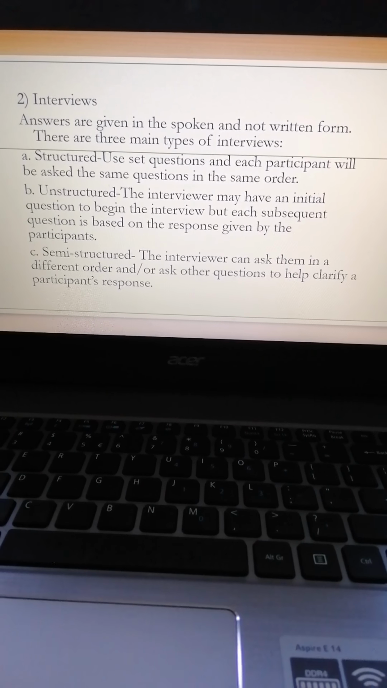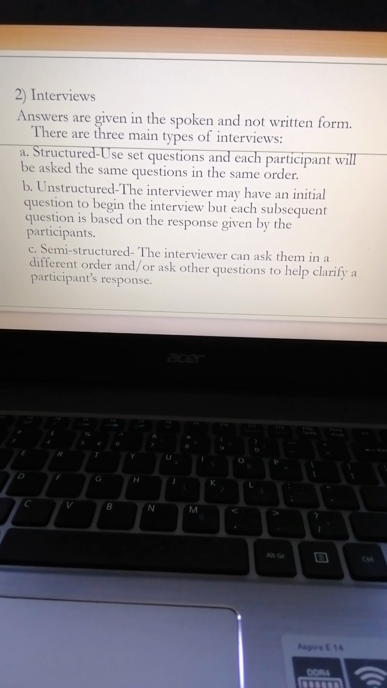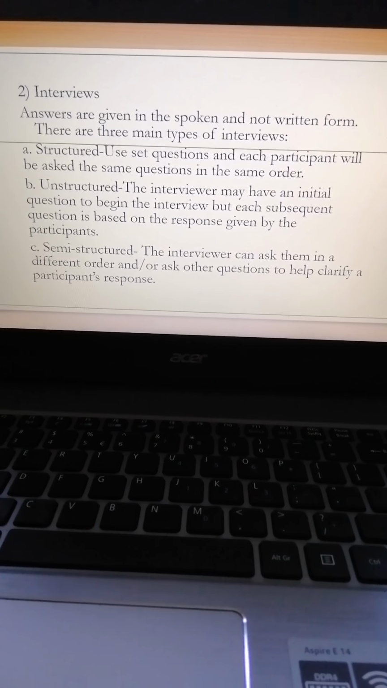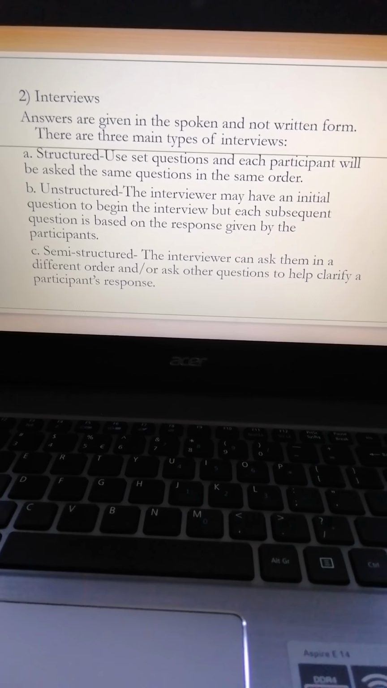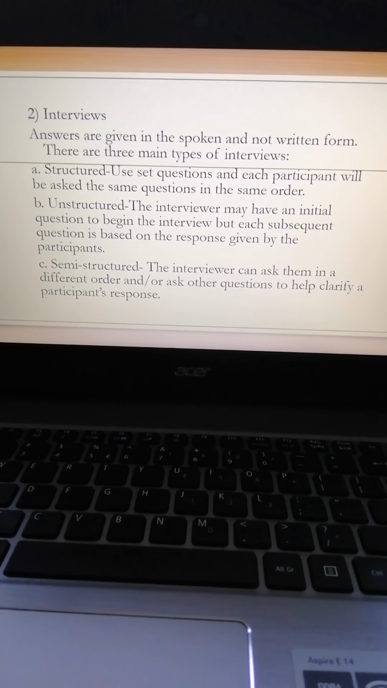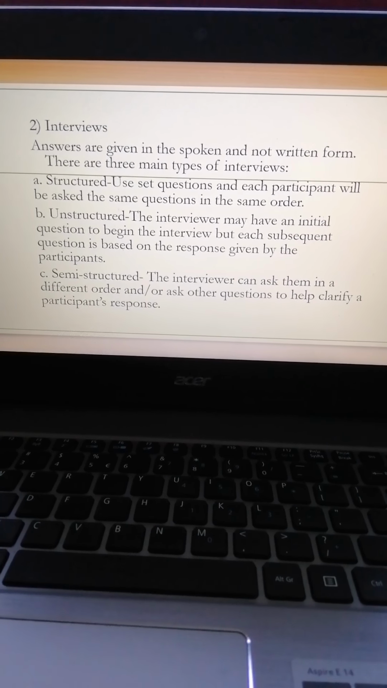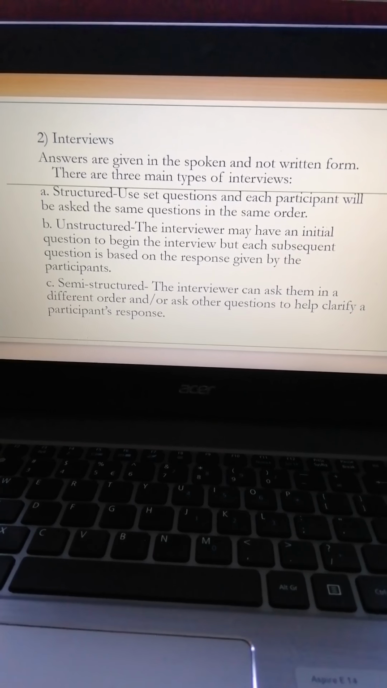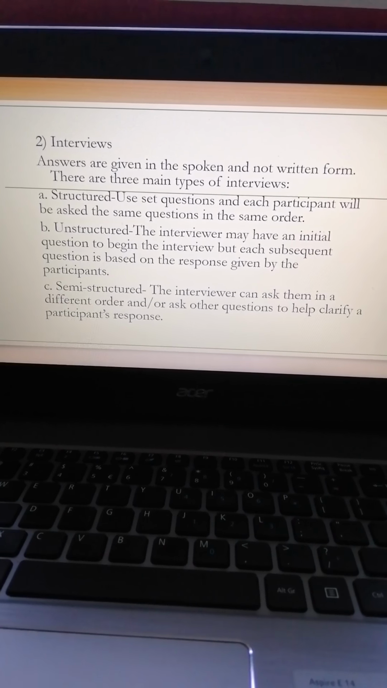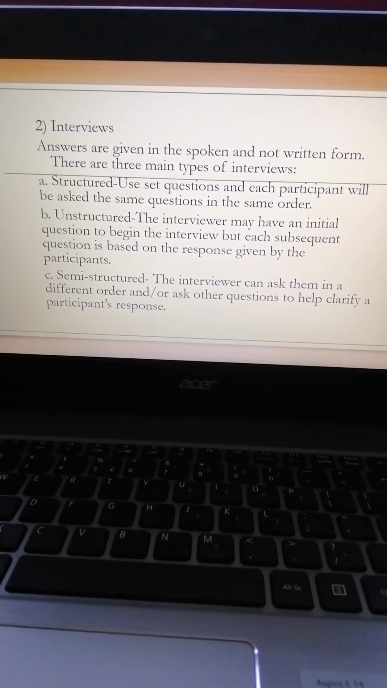Here, the participants will get a set of questions from the researchers or the psychologists, and each participant will be asked the same questions in the same order. For example, I have 5 different participants, and then I have 10 different questions. So everybody will be doing the same questions from question number 1 to 10. It cannot be that one participant gets 10 questions, one participant gets 4 questions, and the other one gets 6 questions. It should be in the same order, the same number of questions. That is what is meant by structured interview.